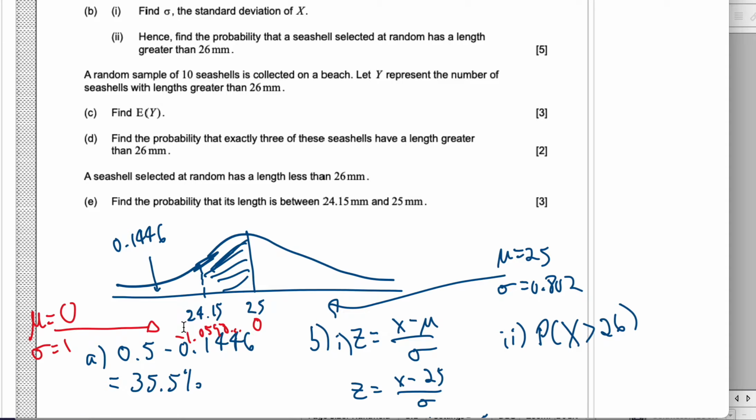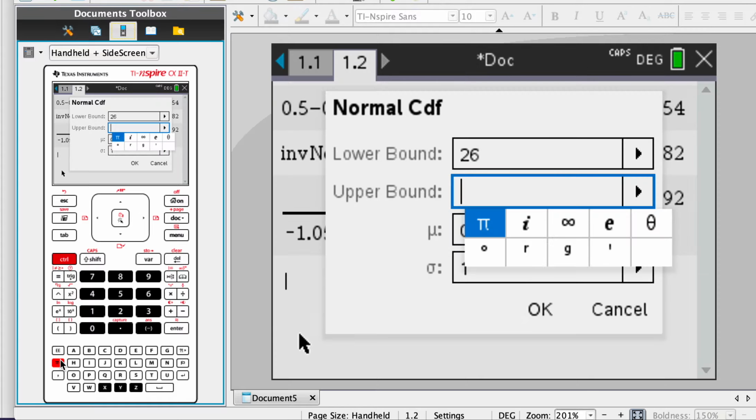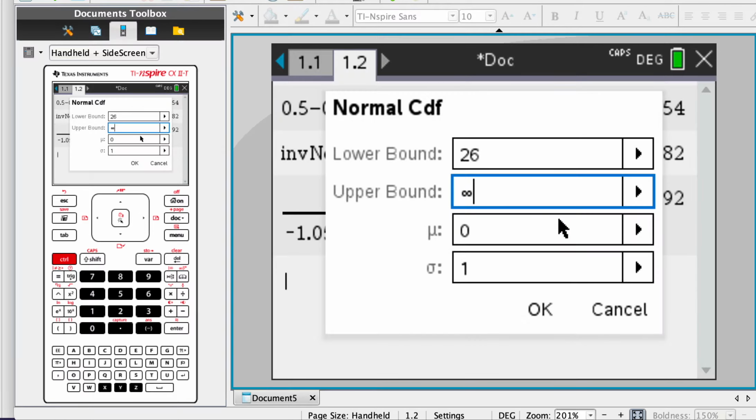The lower bound in this case is 26. Upper bound, you can put infinity, 9999 would work. A student actually showed me about the infinity. I think you can get that from here, and it should work, but in any case, 9999 would work as well. The mean was 25, and the standard deviation is 0.802. I ideally would have more digits here. I did not save that value or recall what it was, but let's just go with that for now.